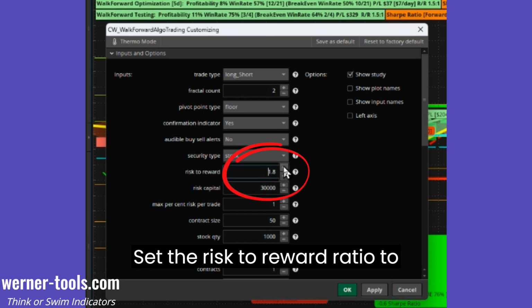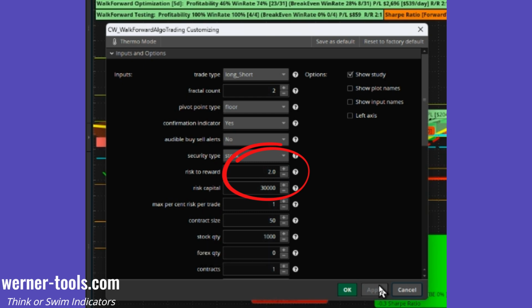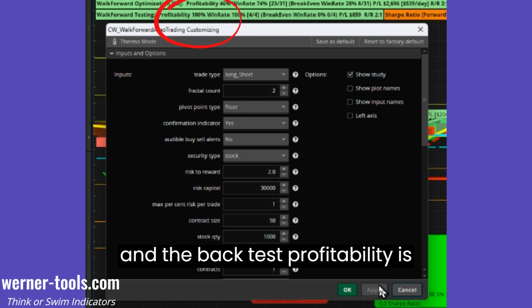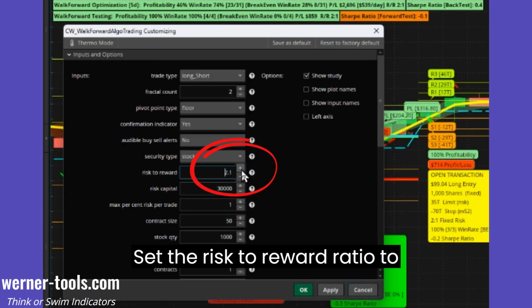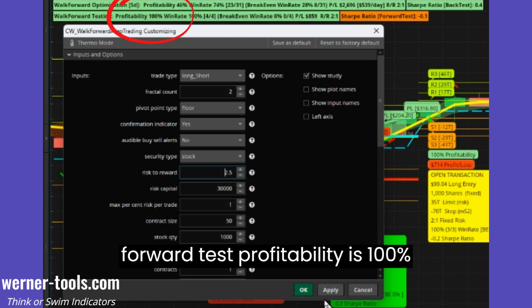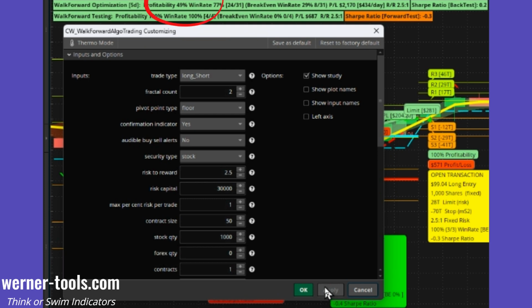Set the risk-to-reward ratio to 2.0. Observe that the forward test profitability is 100% and the back test profitability is 46%. Set the risk-to-reward ratio to 2.5. Observe that the forward test profitability is 100% and the back test profitability is 49%.